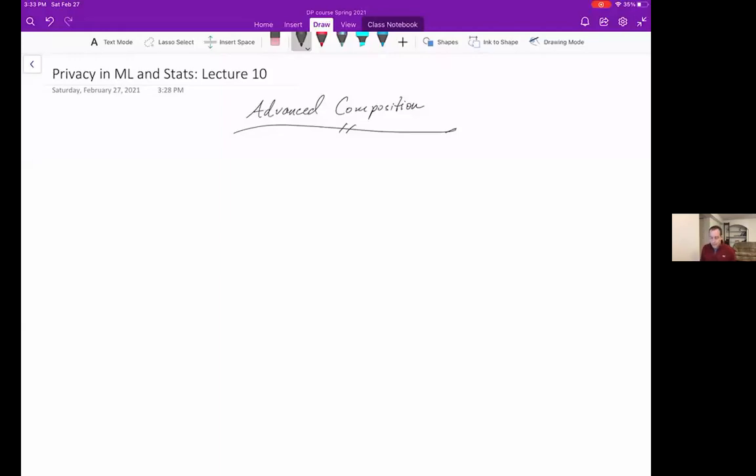Today, we're going to talk about what are called advanced or strong composition results for differential privacy. So the setting is we've got an algorithm that has been built as the possibly adaptively selected composition of a number of smaller algorithms, each of which we know is differentially private.